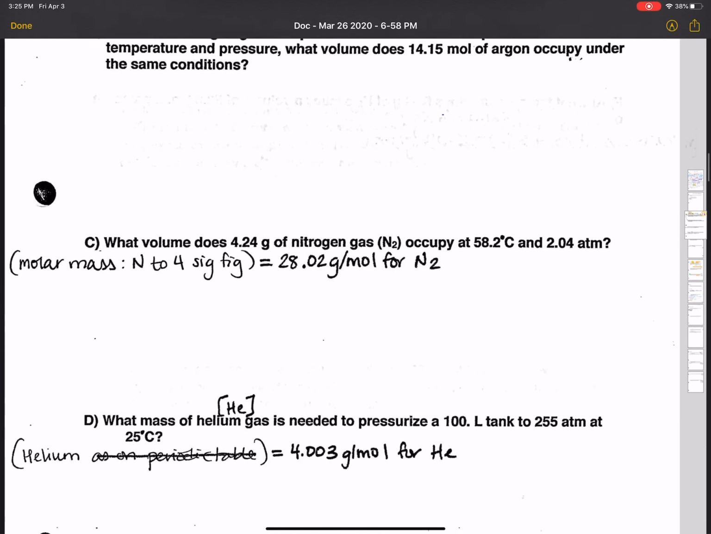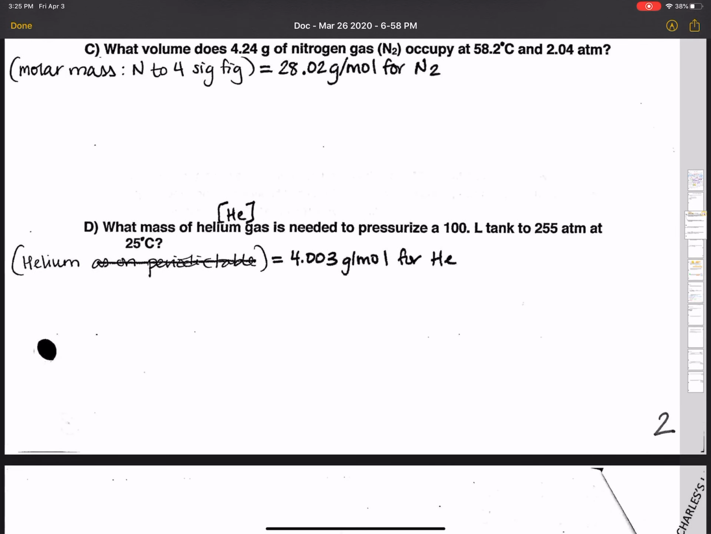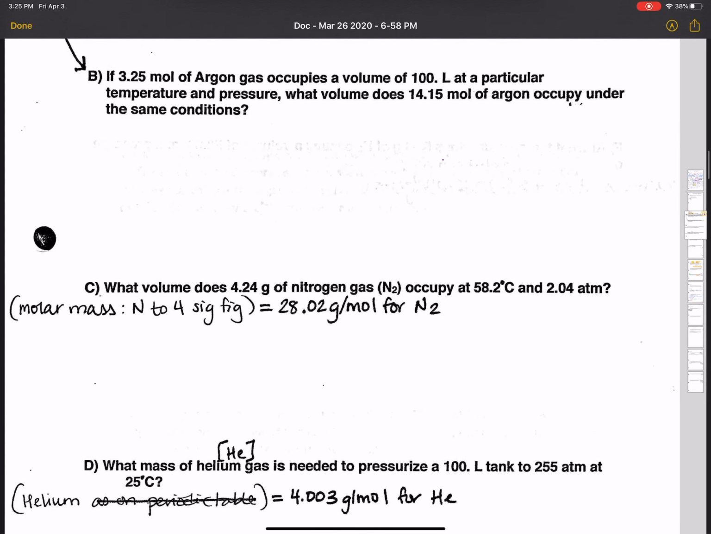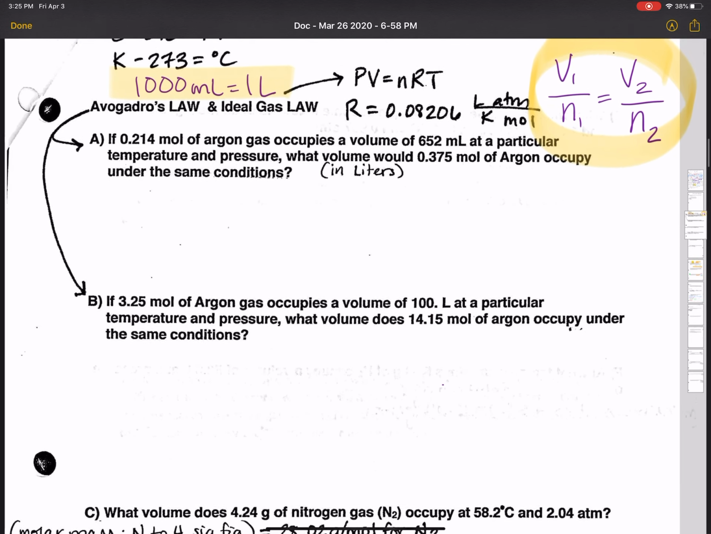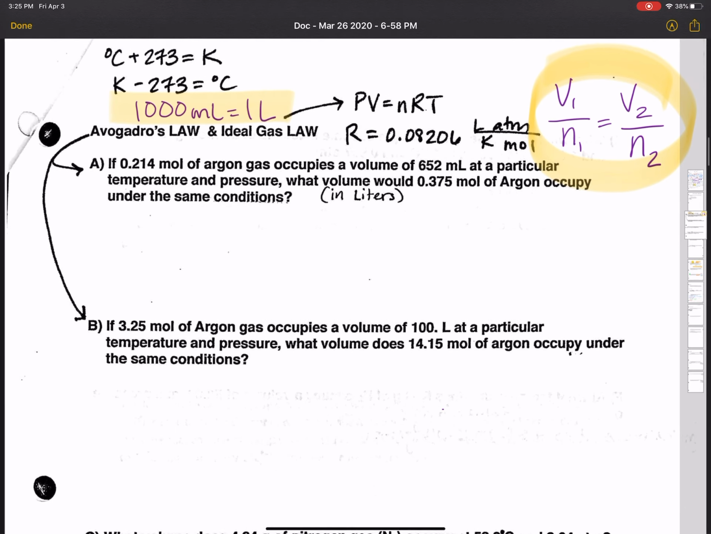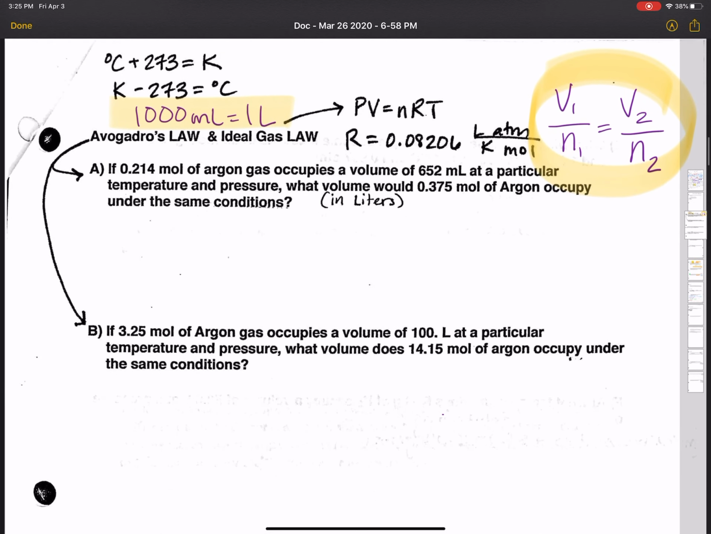Avogadro's law is found on page 2 of your packet, and the focus will just be the top 2 questions on the page, so it's just questions A and B.